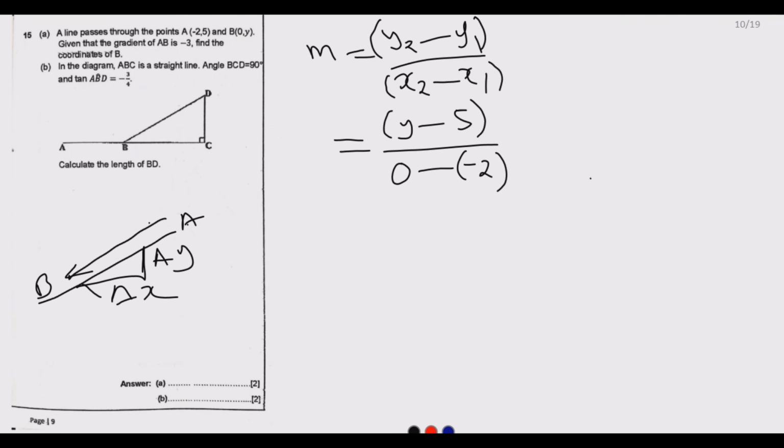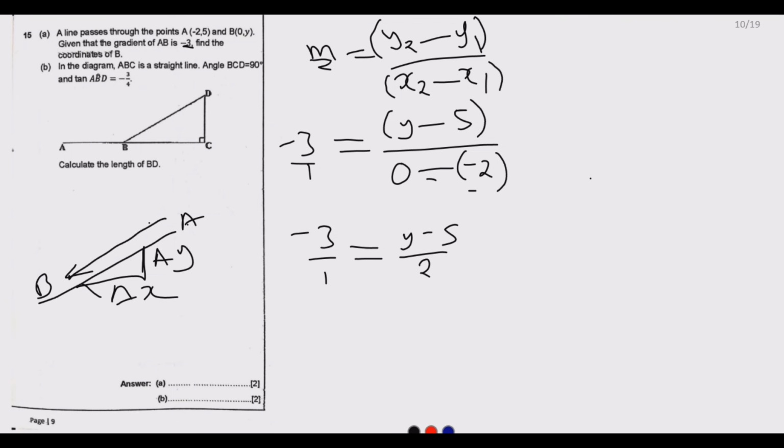Then this gradient itself, which we are given, is -3, so this must be equated to -3. Then this is over 1 basically. Simplifying, -3 over 1 equals y minus 5, because we don't know y. Then negative and negative is a positive. From 0 we are moving backward by 2 points, so our movement change is 2.